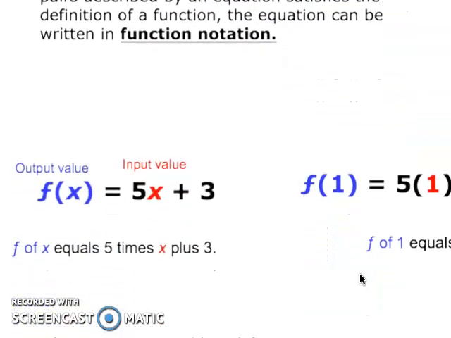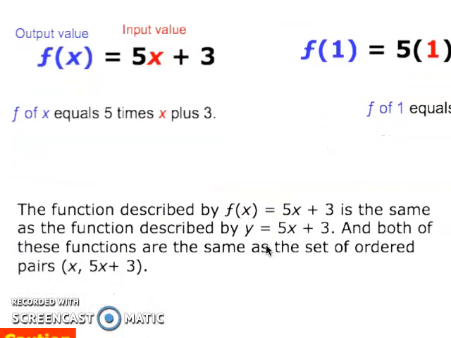Here's an example of function notation. Basically, the f of x takes the place of y, 5x plus 3. So f of x equals 5 times x plus 3. The function described by f of x equals 5x plus 3 is the same as the function described by y equals 5x plus 3. Both are the same.